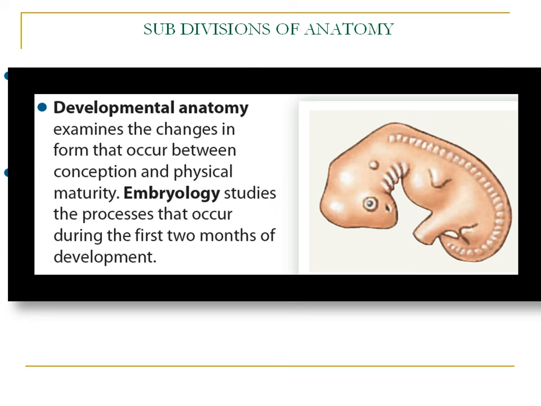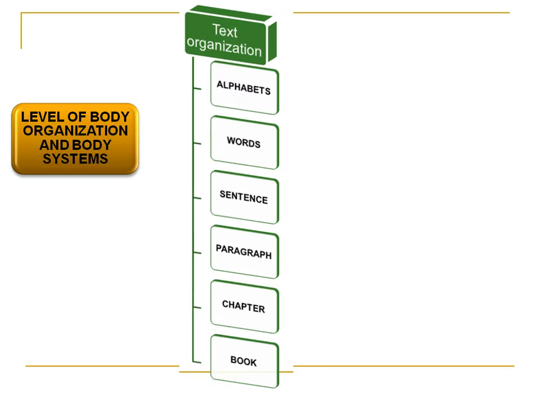We can see another branch of anatomy, that is developmental anatomy. It examines the changes occurring from the day of conception till physical maturity. And a similar branch is embryology, which studies the processes or changes occurring during the first 2 months of embryonic development. These are the two additional branches of human anatomy.